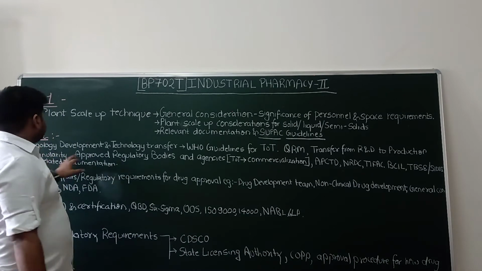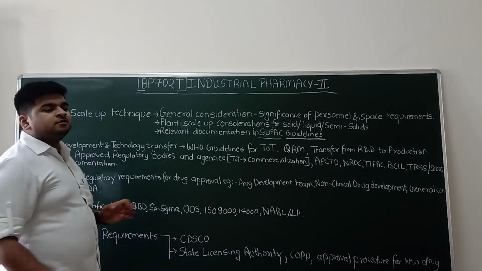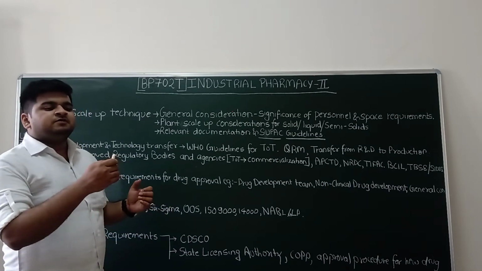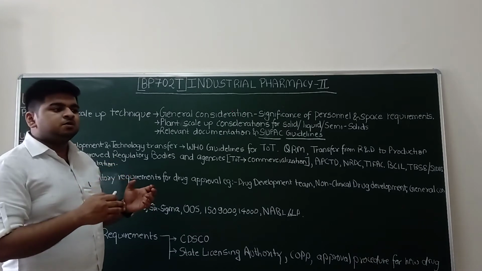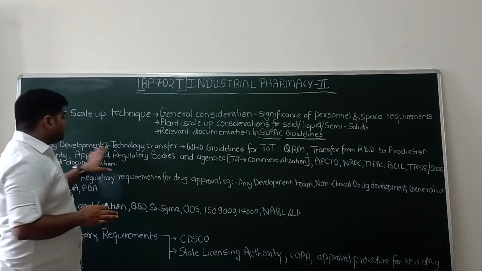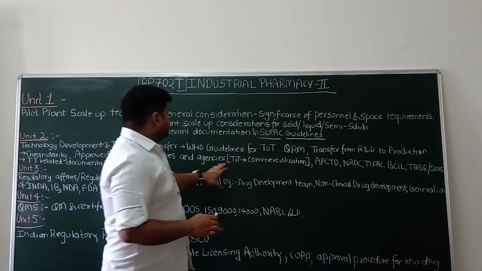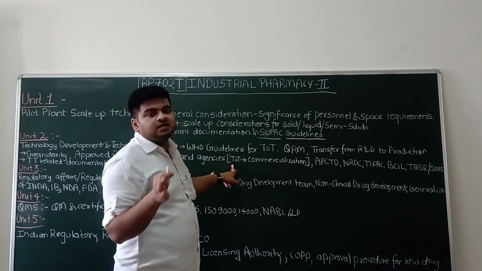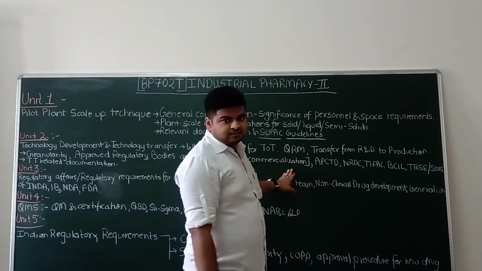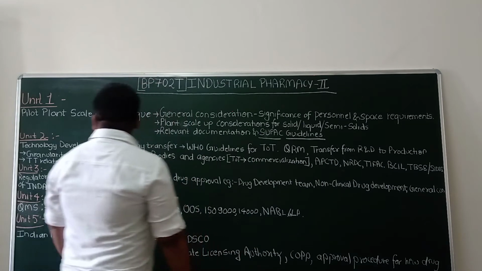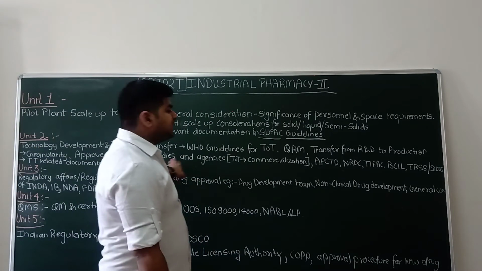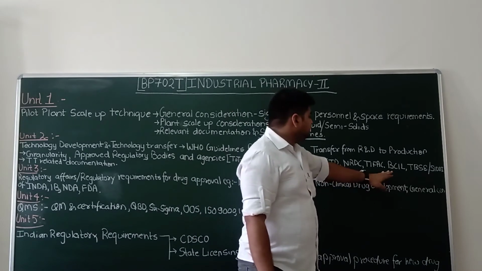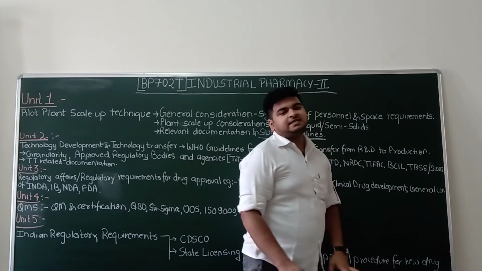Then in the second unit, you will have an example of preparation of granules. With the help of this example only, you will come to know about the technology transfer and technology development, and how after the transfer of technology, the product gets commercialized. Then you will study the approved regulatory bodies and agencies like APCTD, NRDC, TIFSC, BCIL, TBSC and SIDBI.